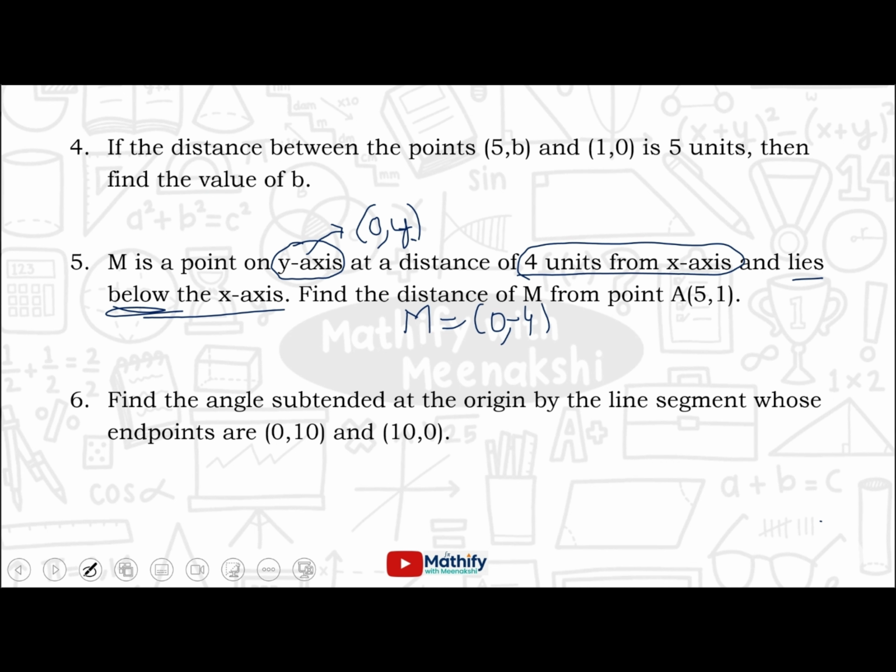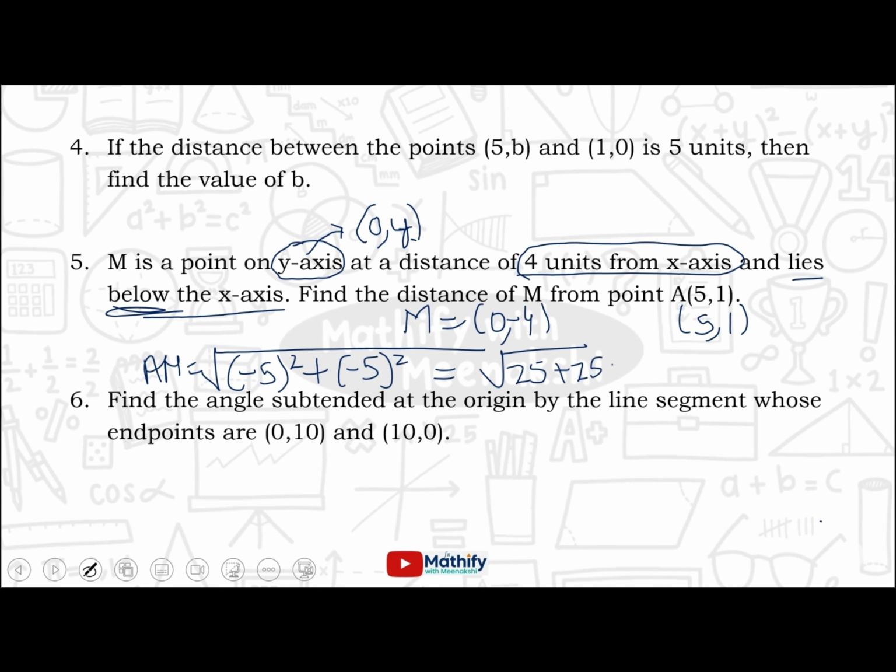Now you have to find the distance of this M from (5, 1). We can do that again using the distance formula. You can write AM is equal to root of (0 minus 5), that is minus 5 square, plus (minus 4 minus 1), that becomes again minus 5 square. That is root 25 plus 25, root 50, or if you take the prime factorization, it becomes 2 into 5 into 5. You can also write 5 root 2 units. Don't forget to write units whenever you find the distance.